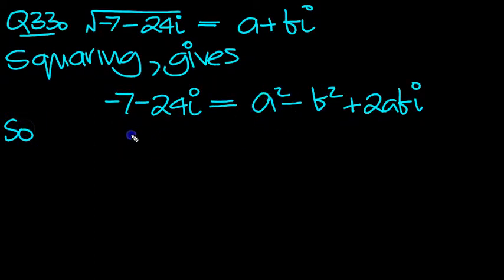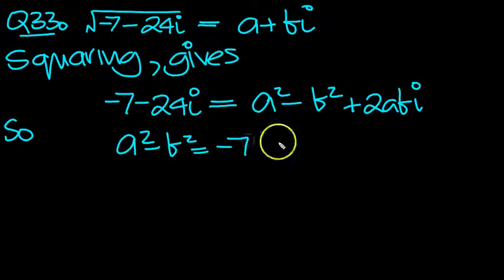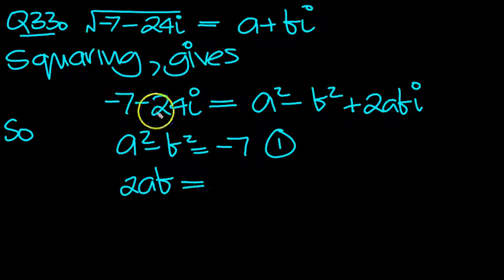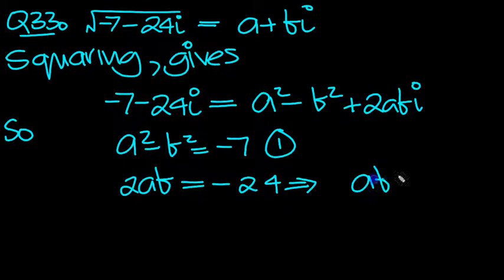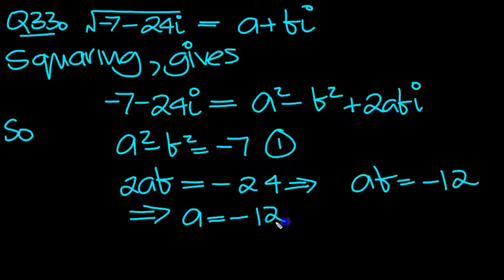So this implies then, so what have we got? We've got a squared minus b squared is equal to minus 7. This is number 1. And we've also got that 2ab is equal to minus 24. And that tells us then that ab is equal to minus 12. And in turn that tells us that a is equal to minus 12 over b. Label that as 2. Sub 2 in 1 then.